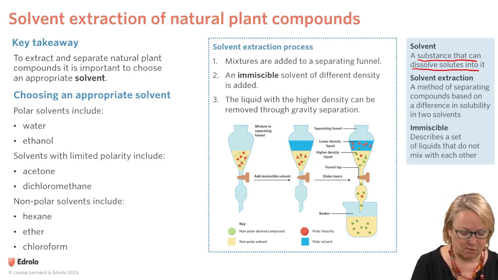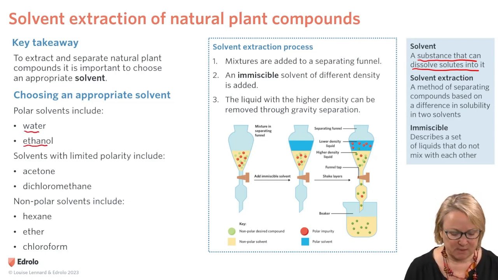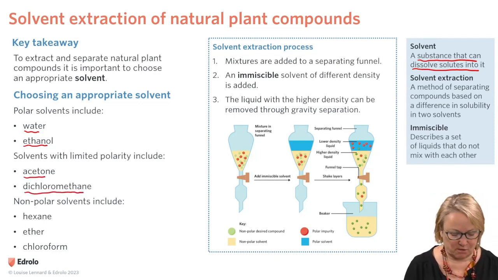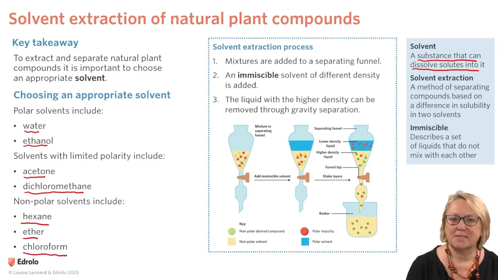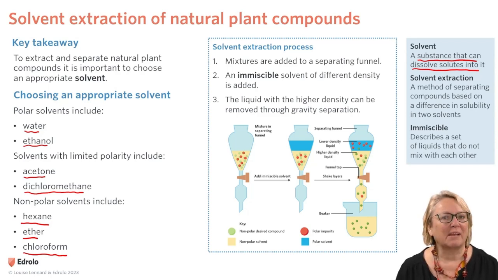So polar solvents include water and ethanol. Solvents with limited polarity include acetone and dichloromethane. And non-polar solvents include hexane, ether and chloroform. So it depends on the substance that needs to be extracted, how we would choose an appropriate solvent.